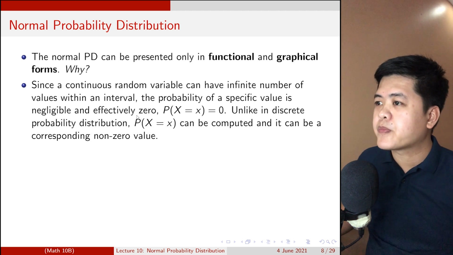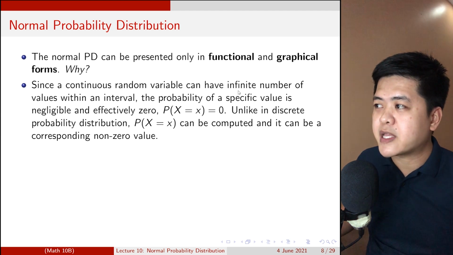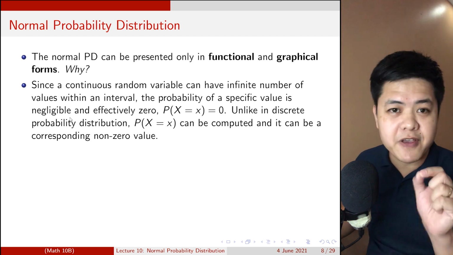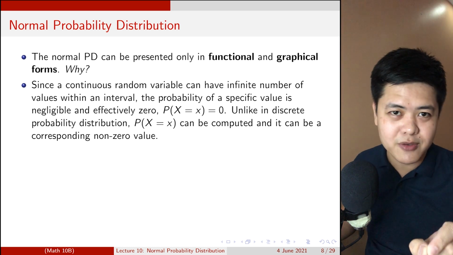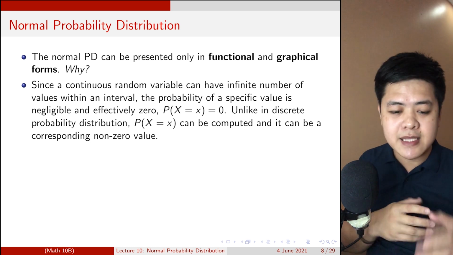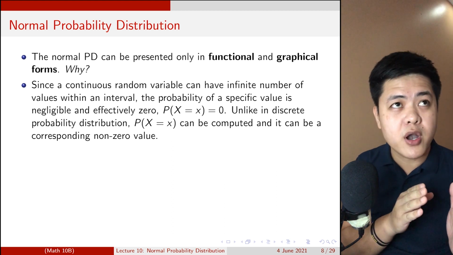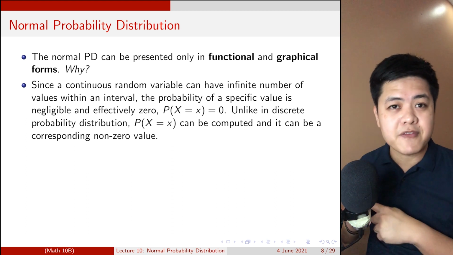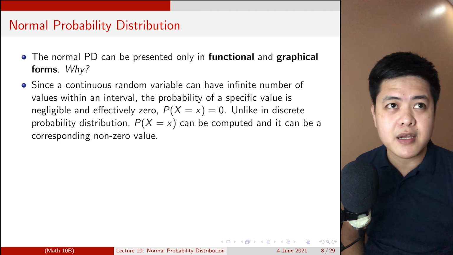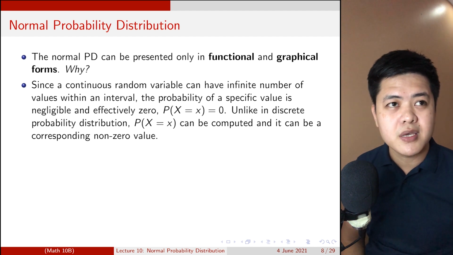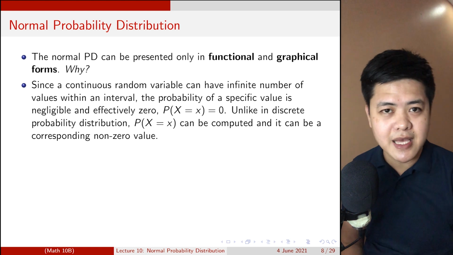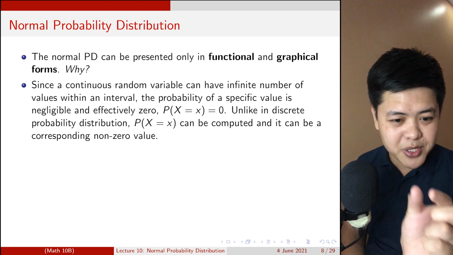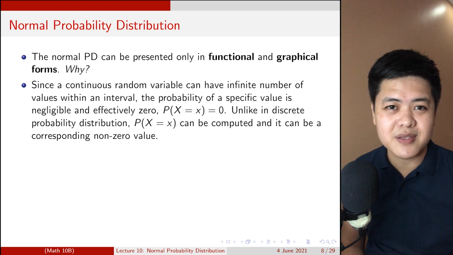And also, since a continuous random variable can have infinite number of values, the probability of a specific value is actually 0. So pag pumili ka ng isang point, kunyari, ang height ng tao, for example, is from 4 feet up to 7 feet. So for example, what's the probability that a randomly selected student will have a height of 5.3 feet, something like that? Well, the probability is actually 0.